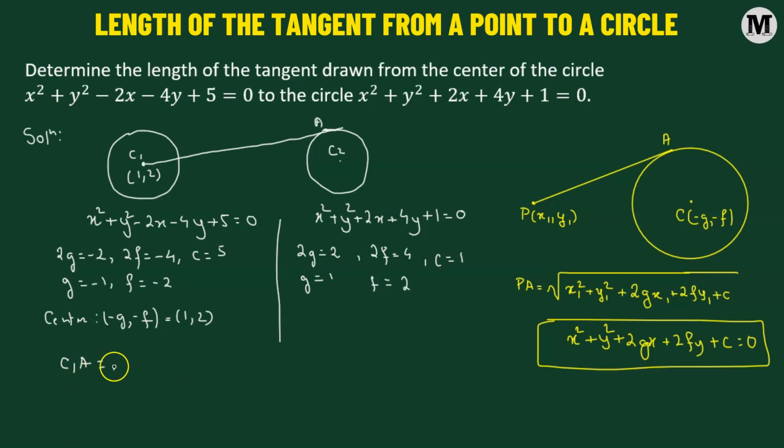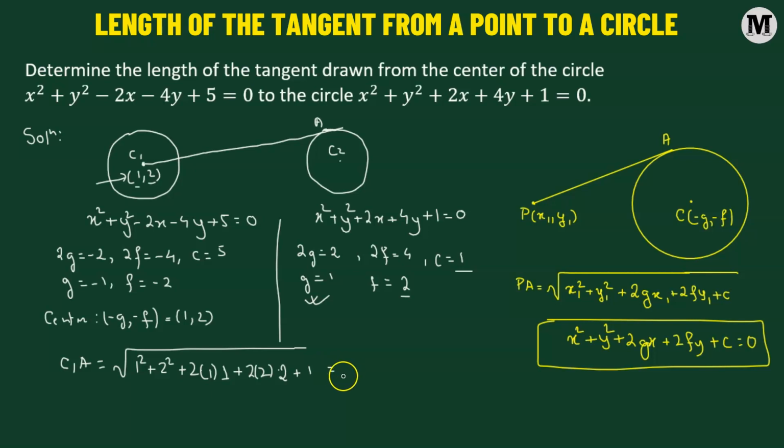So this will be equal to the square root of, so here we need x1, y1. So x1, y1 will be the coordinates of the center C1. So we take 1 squared plus 2 squared plus 2 times g. Now the g value is going to be this particular g value, which is 1, and this will get multiplied by the value x1. So x1 will be 1 in our case. Added to 2 times the f value, which is 2, multiplied by y1, the y coordinate of C1, so that's 2 as well, plus c, the c value, that's going to be 1.